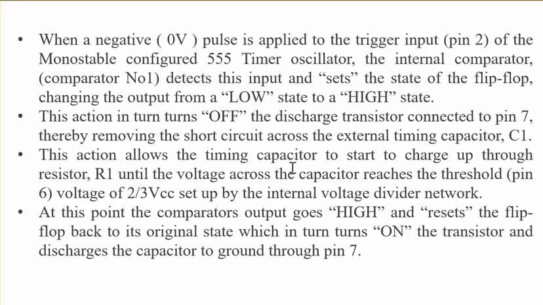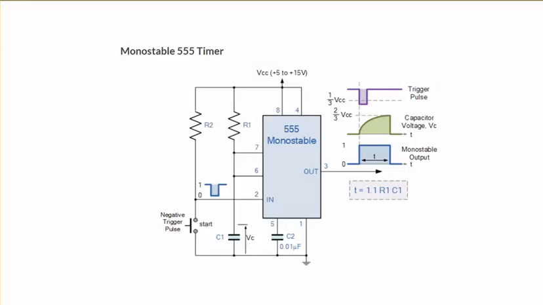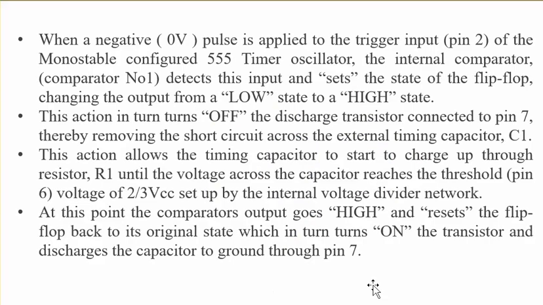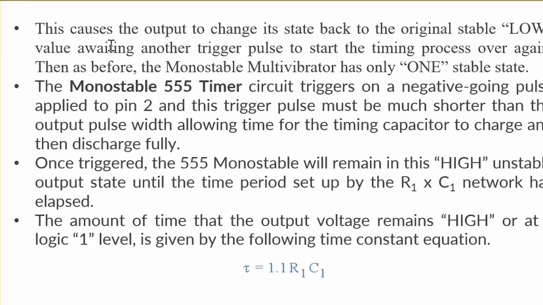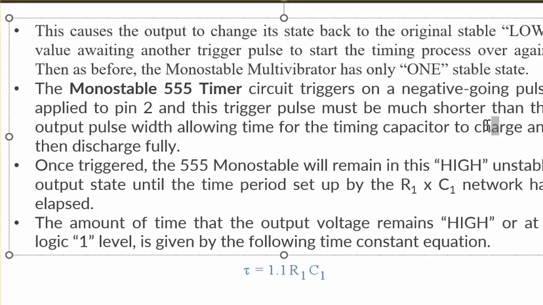This action makes the capacitor charge up through R1. It will charge up to the voltage level of 2 by 3 VCC, and then the comparator output will become high. The comparator going high makes the flip-flop reset, so it will turn on the transistor, and the capacitor will start discharging through pin 7. This causes the output to change its state from high to low, awaiting another trigger pulse.